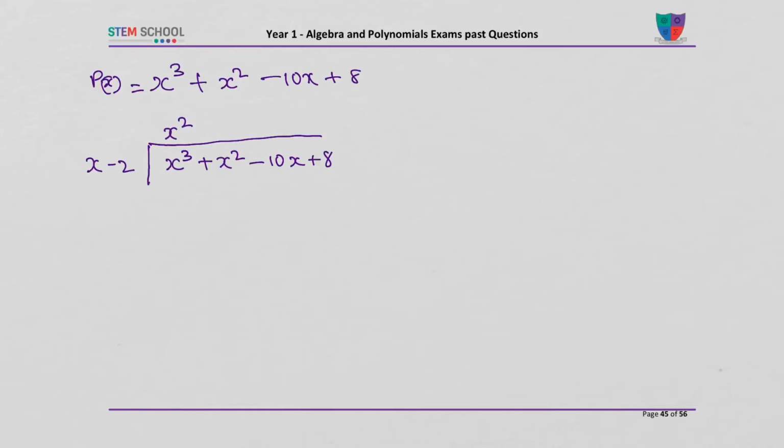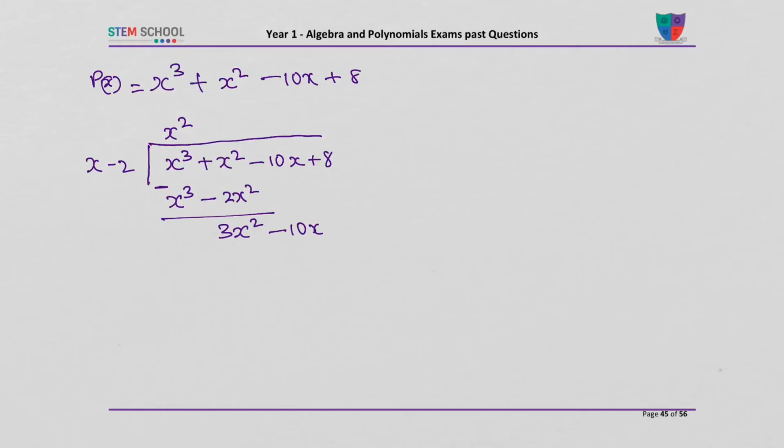x times x squared becomes x cubed. x squared times minus 2 becomes minus 2x squared. Draw a line and take away, because we're getting rid of x cubed, then x squared, and then x until we get to the end. x cubed minus x cubed is 0. x squared minus minus 2x squared will be 3x squared, because minus 2x squared is plus. We need to bring down the minus 10x.